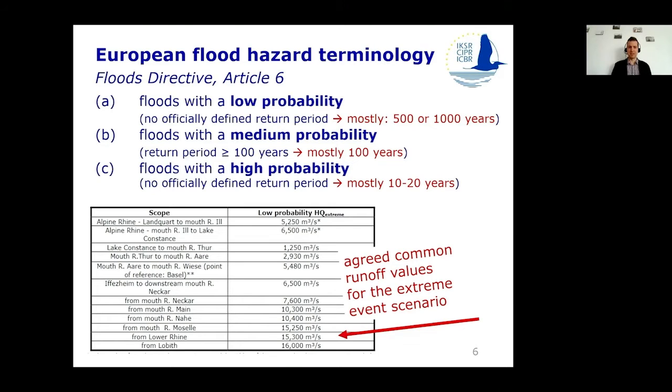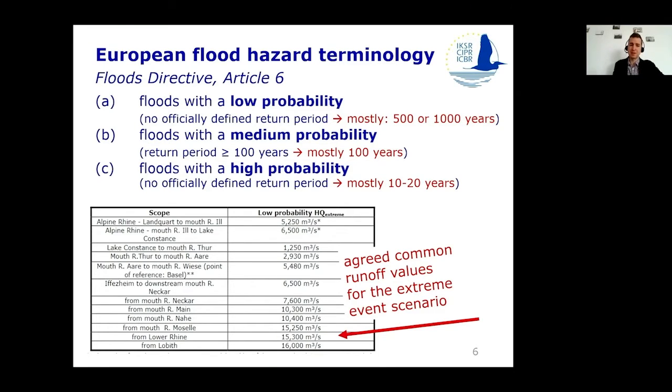Then we also have an extreme event scenario with no clearly defined return period that most nations actually take once in a 500 or once every 1,000 years, which actually means that this is really a flood event where the technical protection cannot cope anymore, dikes are flooded. And then we also have a high probability flood event with a return period of once in 10 years up to 20 years.